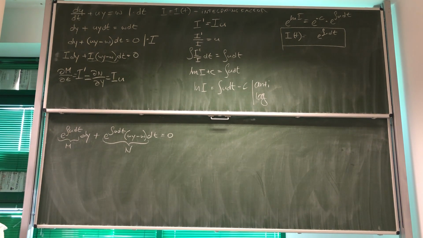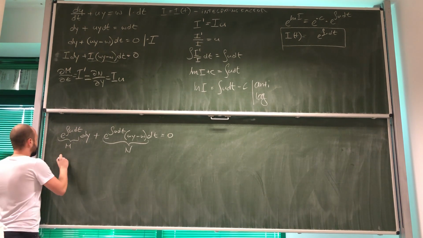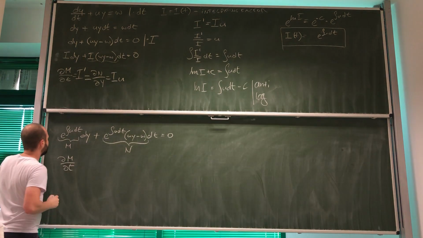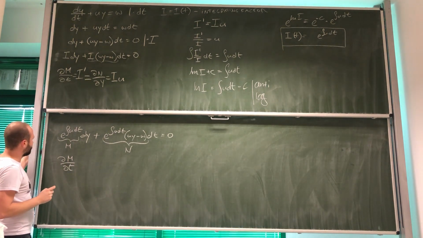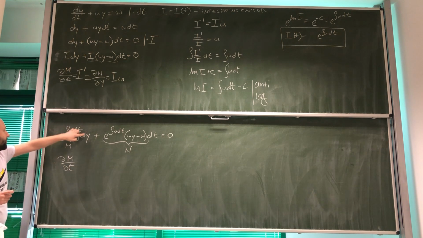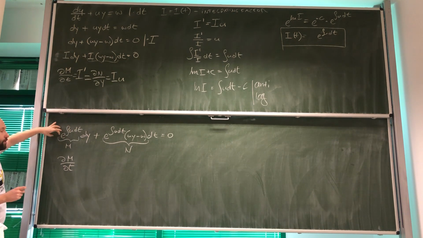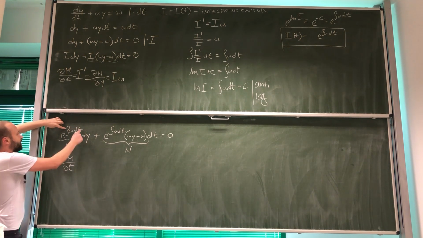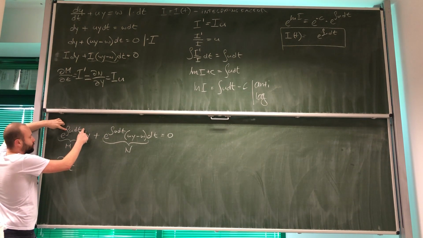Let's now perform the test of exactness. So we've got dM dt is equal to, look, if I differentiate an expression with e to the power of a function, what I'm getting up front is the derivative, right? But look, here u is integrated. So the derivative of integrated u is just u.